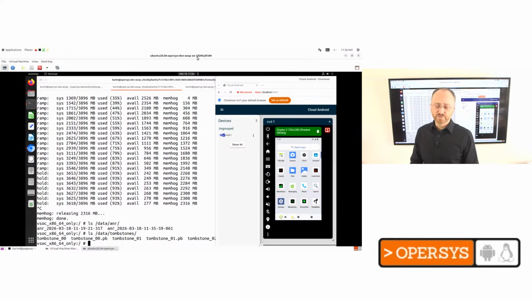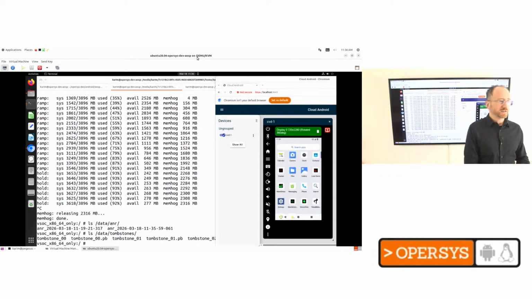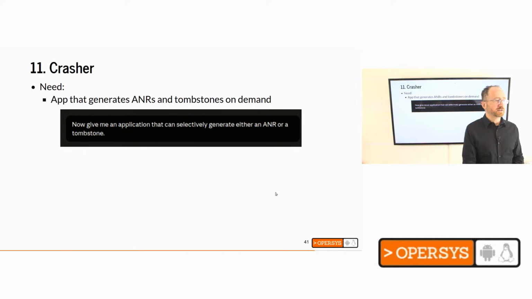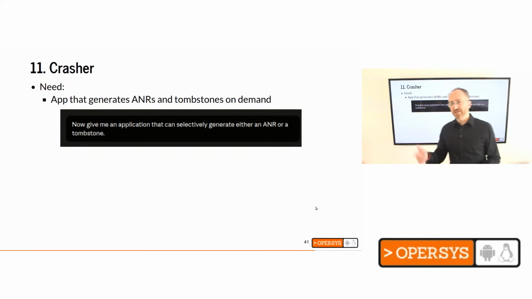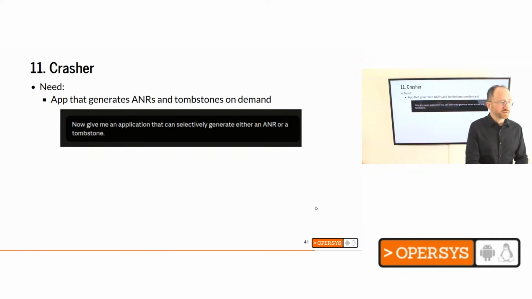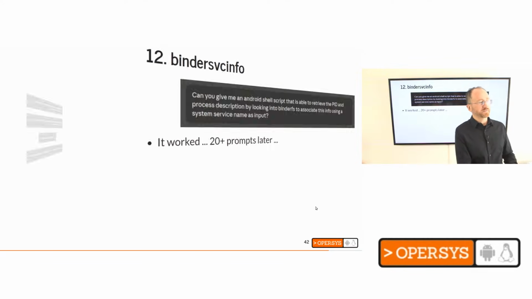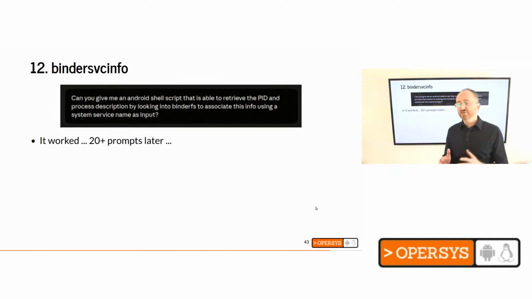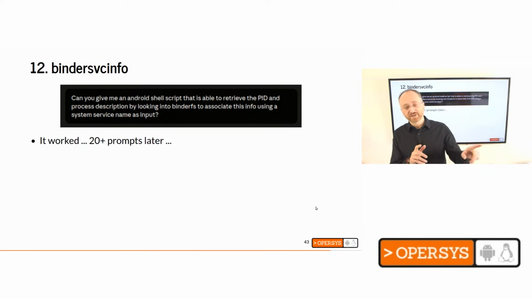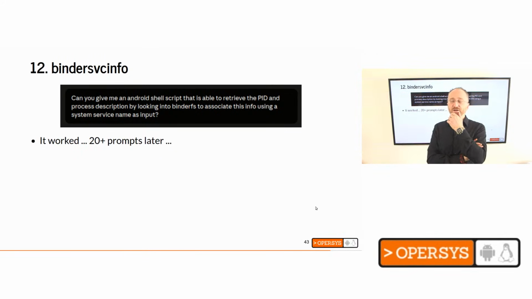And the tombstones worked sort of out of the box immediately. The ANRs not so much. The ANRs I had to go back to it a couple of times and say, okay, your ANR buttons are not working, and eventually it got me something that actually, yeah, I'm still not getting any ANRs. Okay, this works, layout's not good, blah blah blah, and it fits them all, right? So for those sorts of things, it did a pretty good job. Now this one here, that's where it really went off the rails.